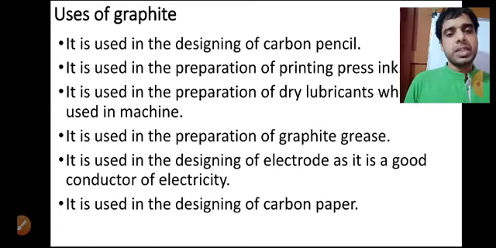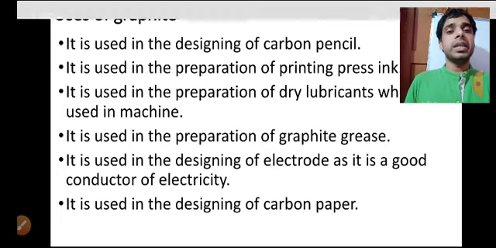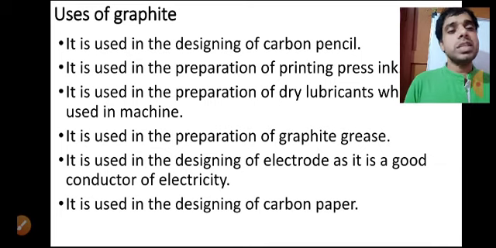And next, it is used in the designing of carbon paper. Carbon paper is actually made up of graphite. Dear students, all these uses are there, and this video is only for graphite.